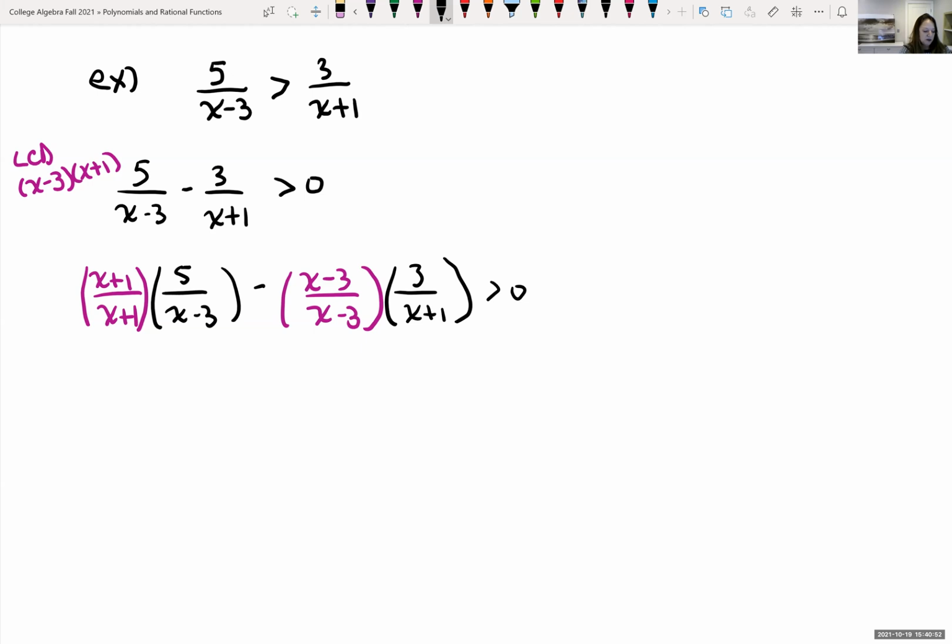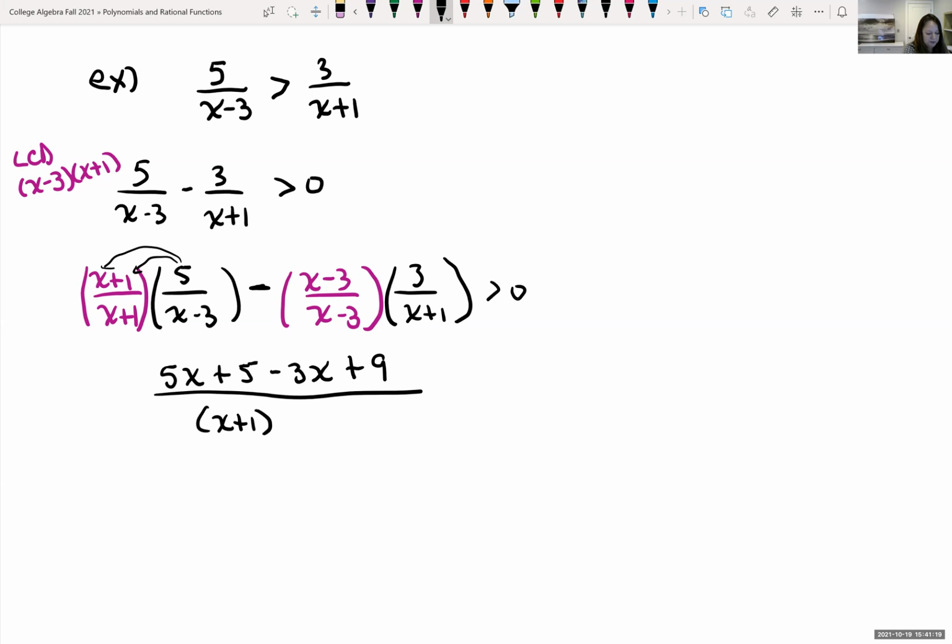So let's distribute in our numerator. We have 5 times the quantity x plus 1, and so that gives us back 5x plus 5. And then let's distribute. We have a minus here, so we're distributing -3 to both terms. So -3 times x is -3x, and -3 times -3 gives us +9, all over x plus 1, all times x minus 3, which is greater than 0. 5x minus 3x is 2x. 5 plus 9 is plus 14, all over x plus 1, x minus 3.